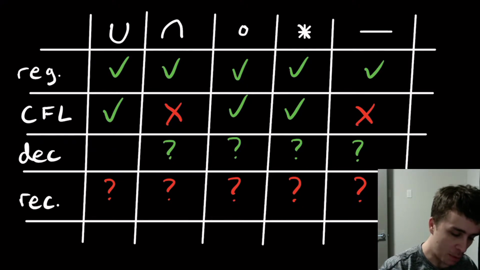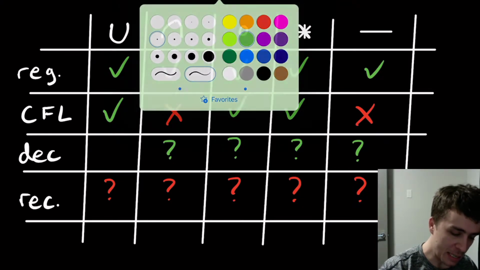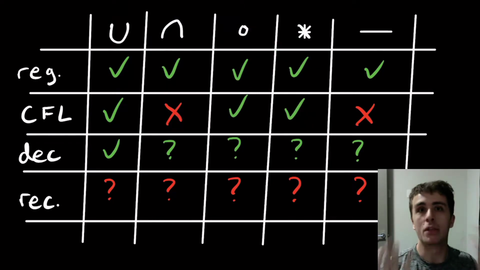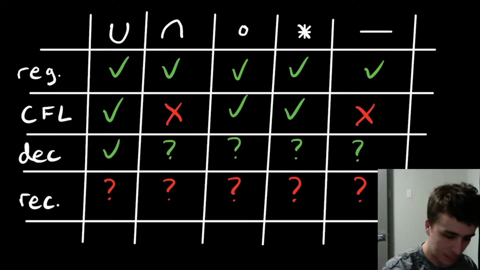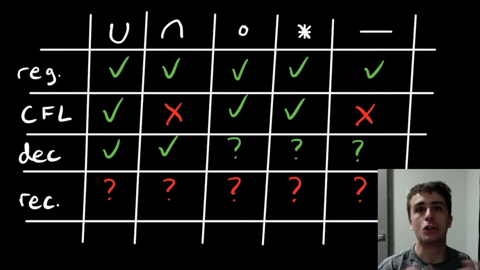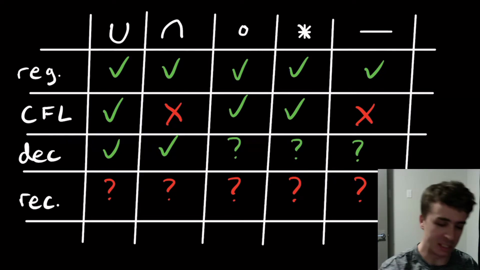For decidable, the answer is yes for union, because I can just run the two machines, because I guarantee they both run in a finite amount of time, and I just run one, I run the other one, and I say yes if at least one of the two said yes. And the same is true for intersection, for the same reason, except now you just accept if both of the machines says yes.